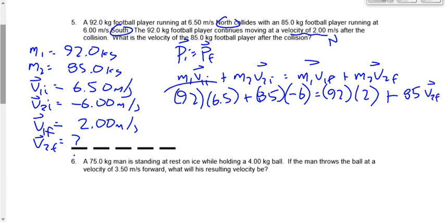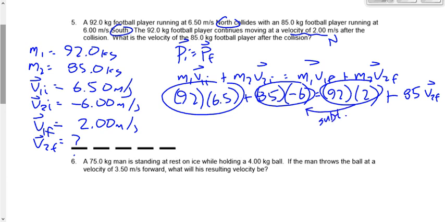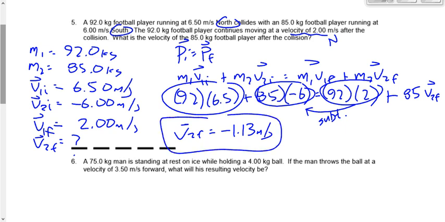Get this number, combine them. Get this number, take it over by subtracting, because it's added on the right-hand side, right? And then divide by 85. We should get v2f equal to negative 1.13 meters per second.